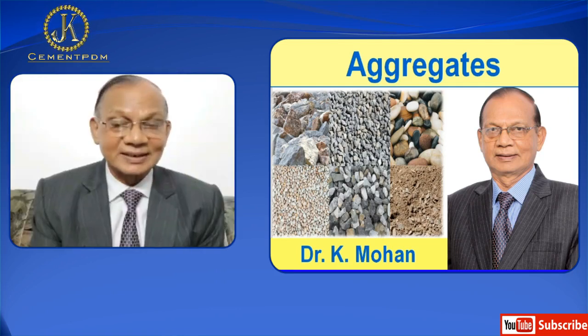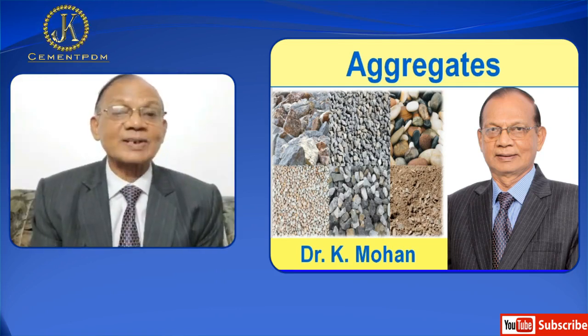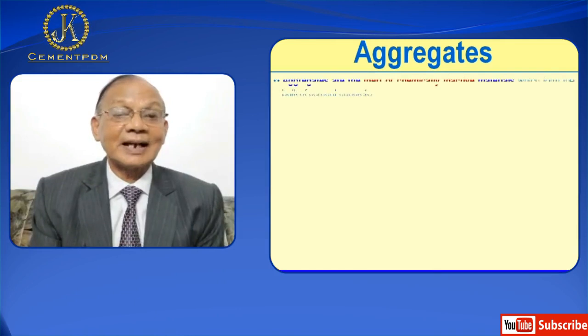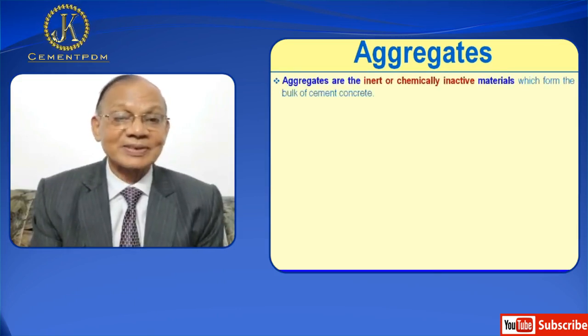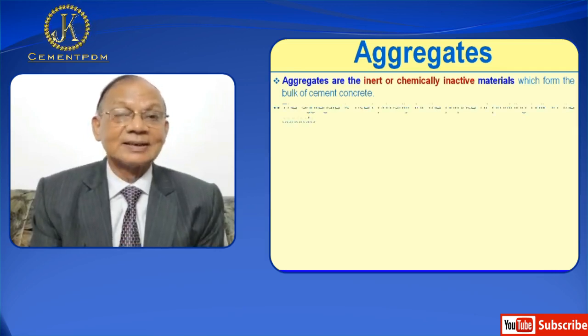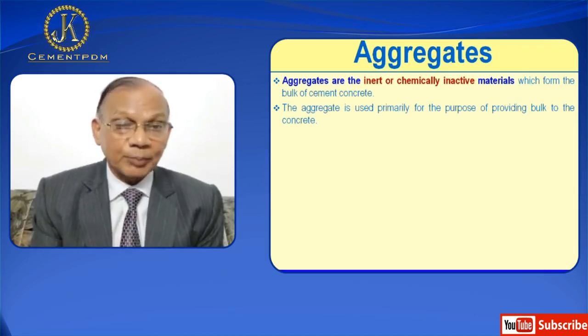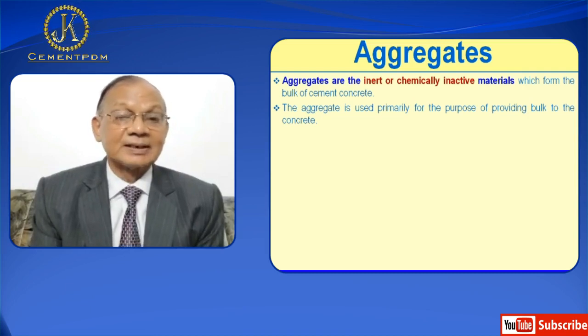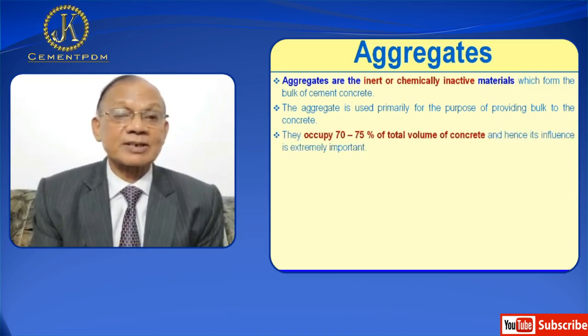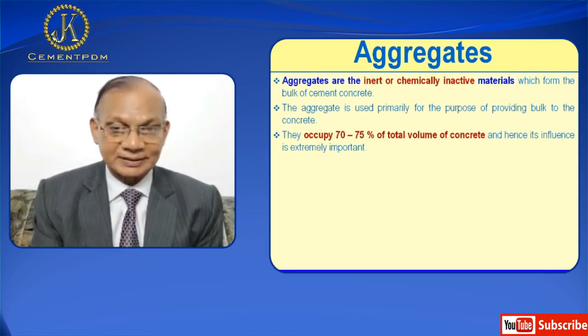Sure, Mr. Singh. First, I will tell you what is aggregate. Aggregates are the inert or chemically inactive materials which form the bulk of cement concrete. The aggregate is used primarily for the purpose of providing bulk to the concrete. They occupy 70 to 75% of total volume of concrete, and hence its influence is extremely important.